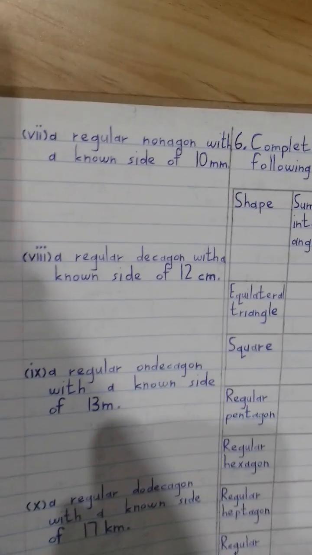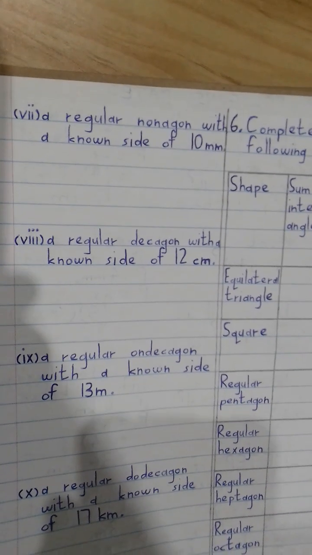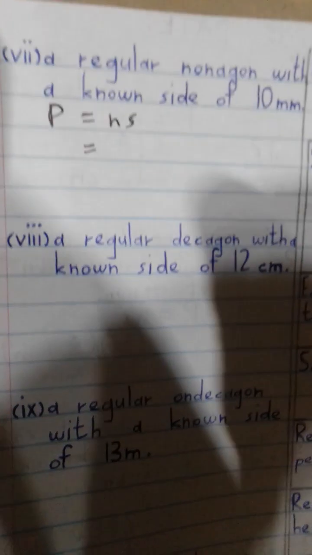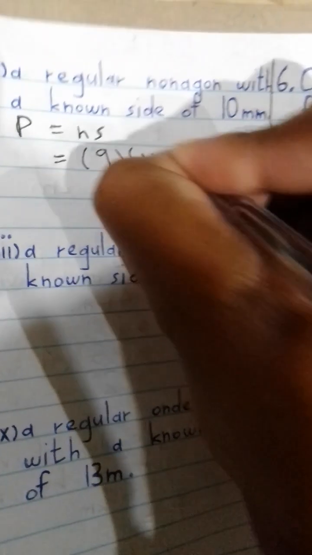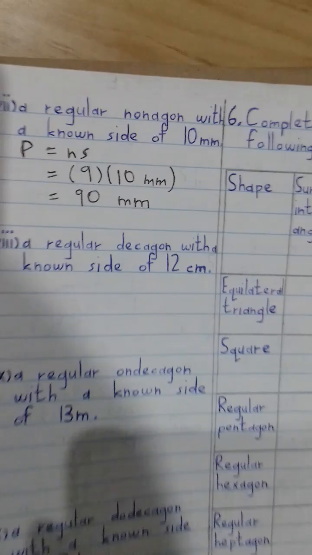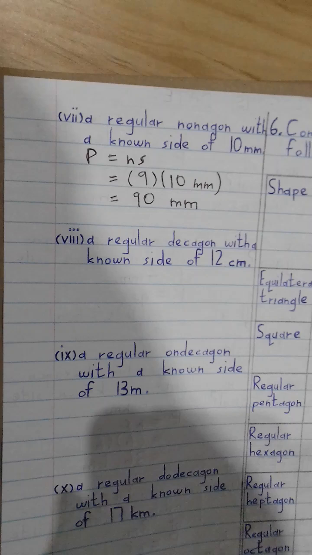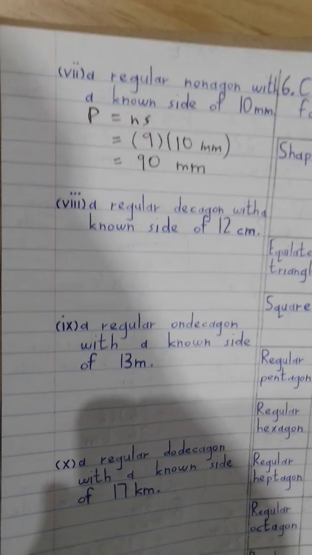Okay. Roman numeral number 7. A regular nonagon with a known side of 10 millimeters. Nonagon, 9 sides. Length of the known side is 10 millimeters. 9 times 10 is 90. So the perimeter is 90 millimeters. Please don't forget units. Roman numeral number 8. A regular decagon with a known side of 12 centimeters.